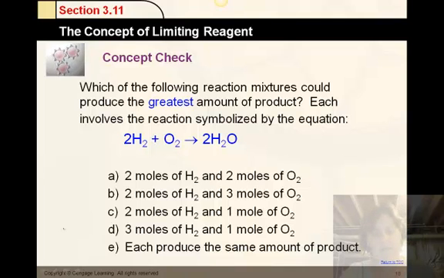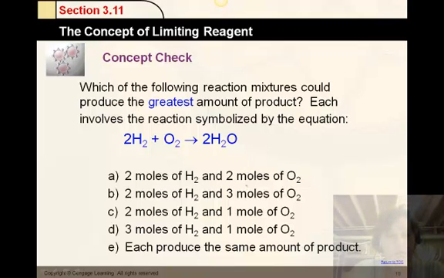Which of the following reaction mixtures could produce the greatest amount of product? Each involves the reaction symbolized by this equation: 2H2 plus O2 yields 2H2O. And our choices are A, B, C, D, or E. So for part A, 2 moles of hydrogen and 2 moles of oxygen. If you think about them separately and how much water they could produce, we can then see which is going to produce the most.